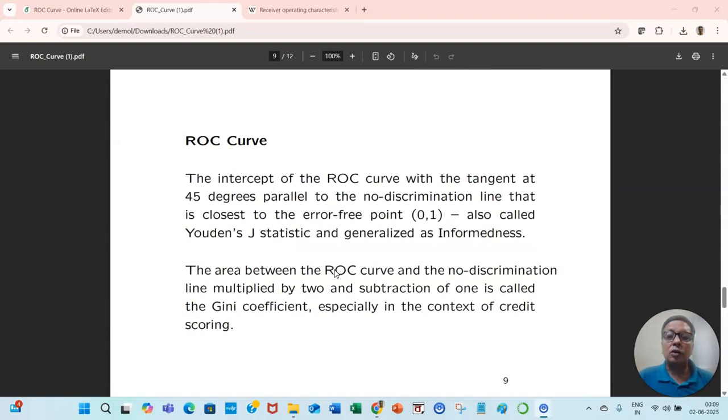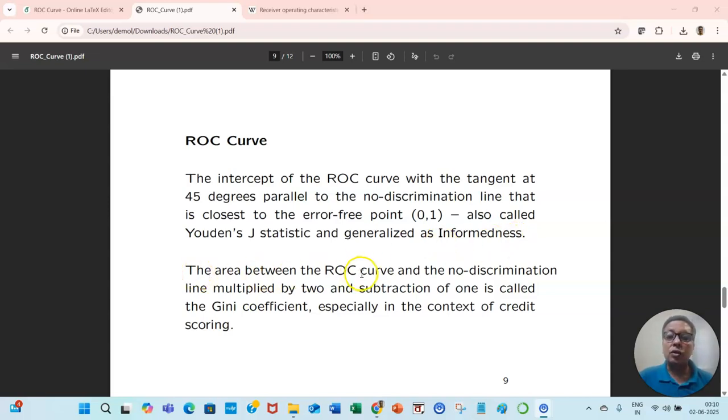The intercept of the ROC curve with the tangent at 45 degrees parallel to the no-discrimination line that is closest to the error-free point (0,1) is also called Youden's J statistic and generalized as informedness. This is another concept, informedness.